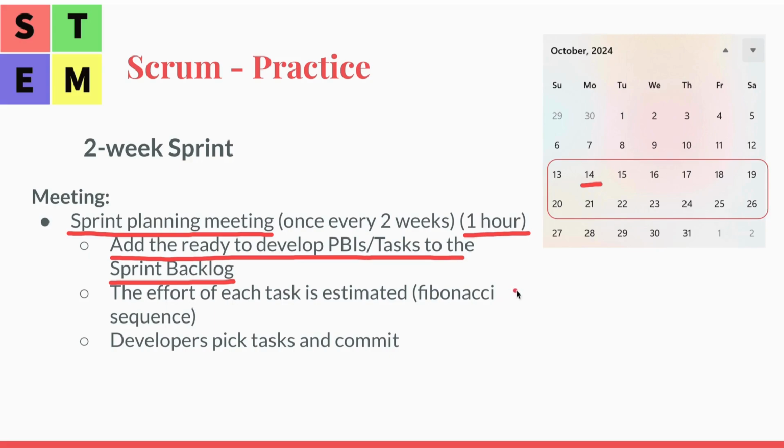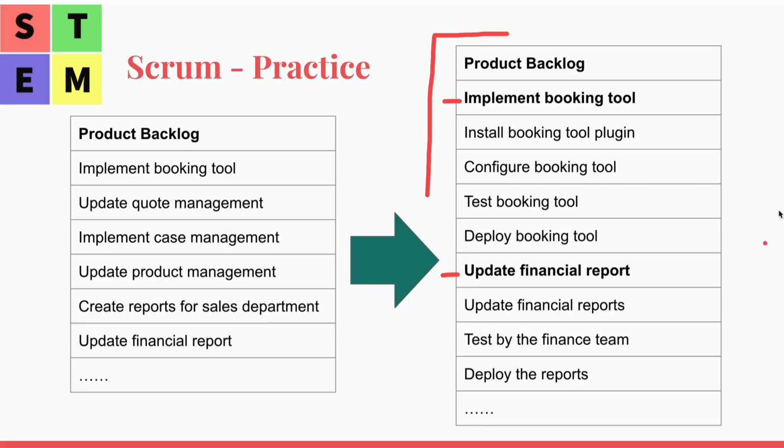So what does that mean? The previous table you've seen here, the product backlog, has the features with the tasks listed, which are already ready to develop. So those features and tasks will be added to the sprint backlog if the team capacity allows.